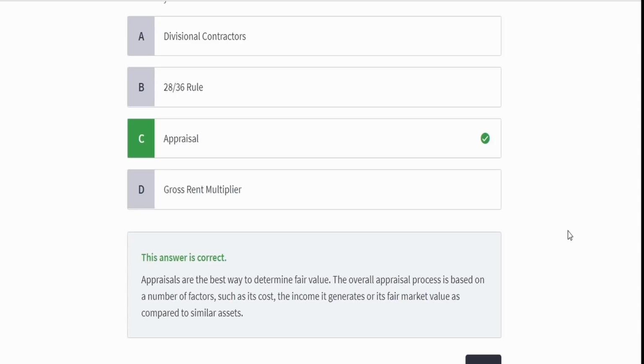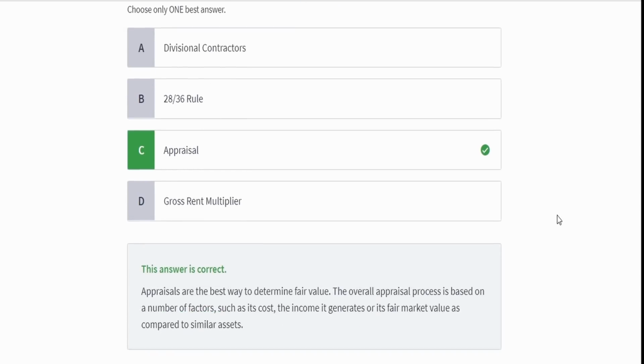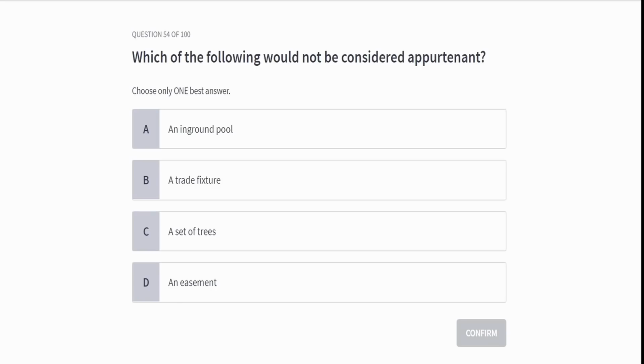So the overall appraisal process is based on a number of factors: cost, income it generates, which we talked a lot about last video, all that good stuff. That is what derives or generates a fair market value. And again, it's such an important process that there's a whole industry based off of appraisals and appraising just to get that thing right. So keep that in mind when you are studying and taking your exam.